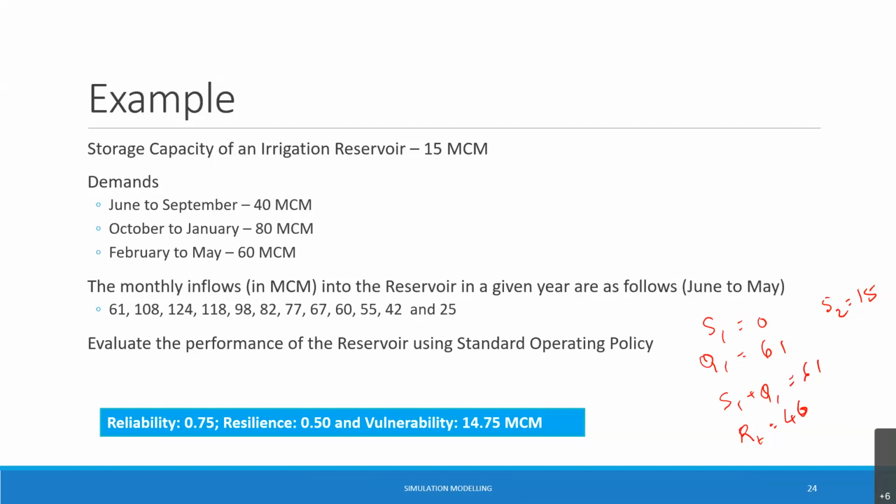But maybe resilience is very poor. So I would like to improve the resilience. So this way I can think of going back to the operation policy and see where I can modify and improve the performance. Even if reliability is okay, for example, I want to achieve 90% reliability. It's a water supply project. I want to have 90% reliability. Then how do I modify this? Can I improve it? This is where I can go back to the operating policy and see where I can modify the operation.